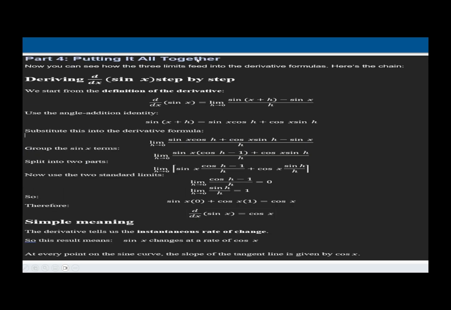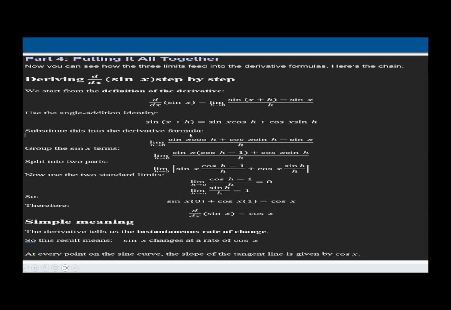Okay, part 4: putting it all together. Now we can see how the three limits fit into the derivative formula. Here is the chain. Derivative of sin x, step by step: we start from the definition of the derivative, the limit as h goes to 0 of (sin(x plus h) minus sin x) divided by h. Using the angle addition identity, sin(x plus h) expands to this formula, which we always learn by heart in school, right?